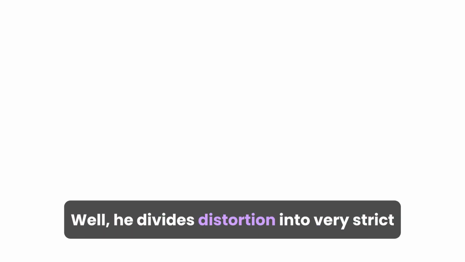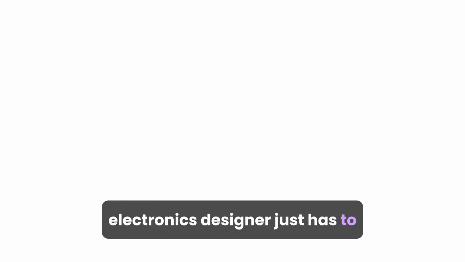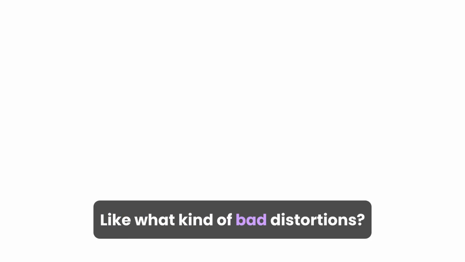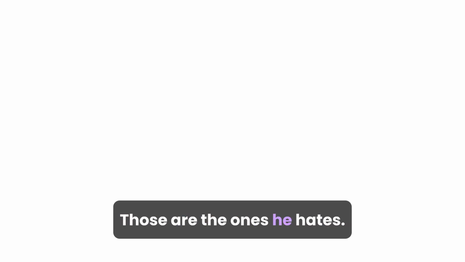Well, he divides distortion into very strict categories. So there are bad distortions that an electronics designer just has to ruthlessly eliminate. Like, what kind of bad distortion? Specifically clipping distortions. Okay. Things like crossover clipping and power supply rails clipping. Those are the ones he hates.